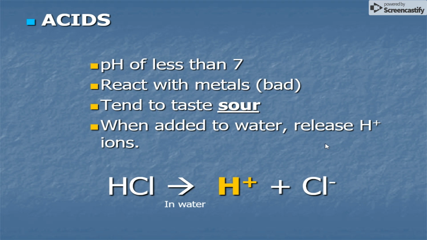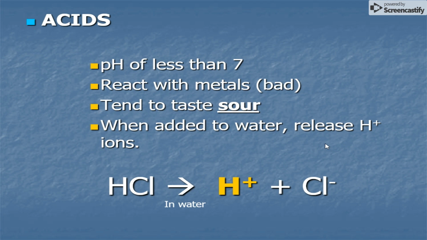They tend to have a sour taste. That's why lemon juice is sour, because it's an acid. So acids have a sour taste, right? And that's where we kind of get the sour flavors in nature, like lemons and limes and things like that.